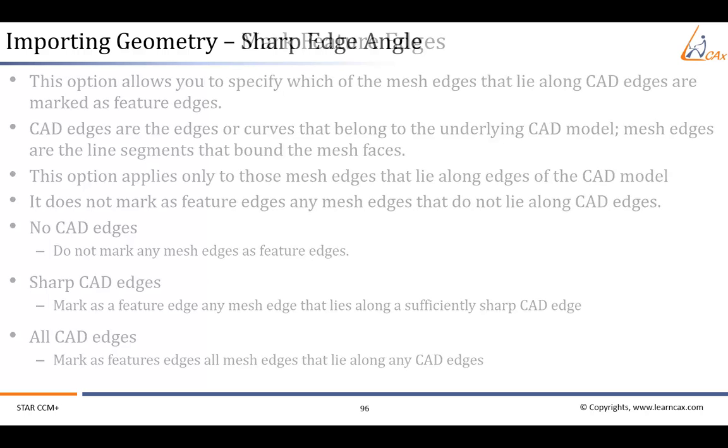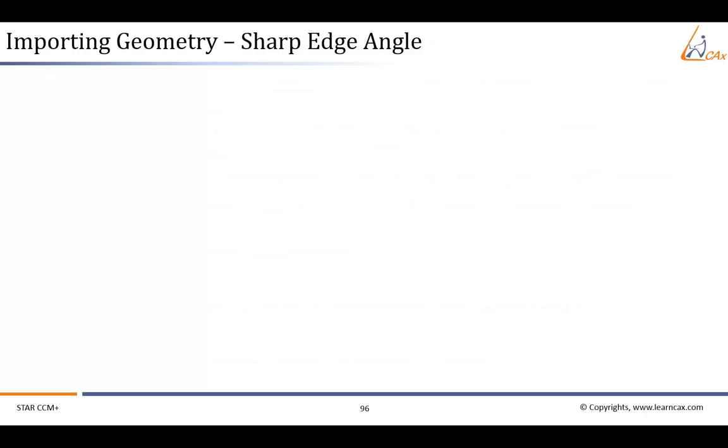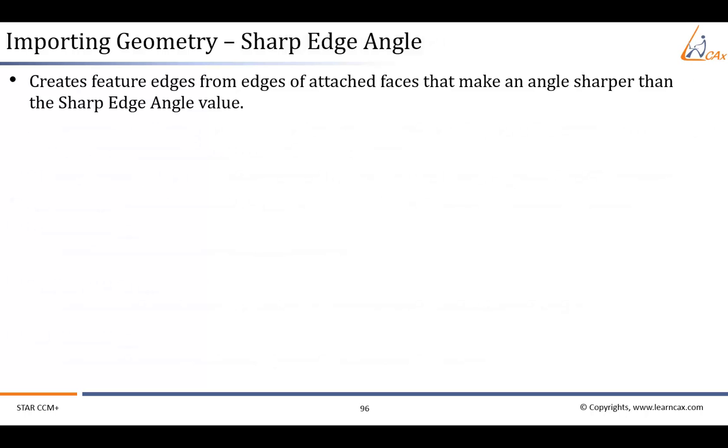The next import option is the sharp edge angle. This creates feature edges from edges of attached faces that make an angle sharper than the sharp edge angle value. The default sharp edge angle is 30 degrees.